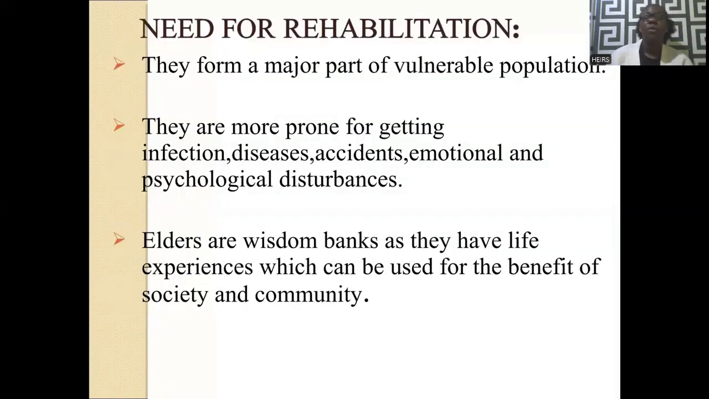So what's the need for rehabilitation? The elderly people form a vital and a vulnerable part of the population because they are more prone to getting infections, diseases, accidents, and emotional and psychological disturbances, as we said earlier. But elders are also a rich bank of wisdom, because they have life experiences which can be used for the benefit of the society and community.